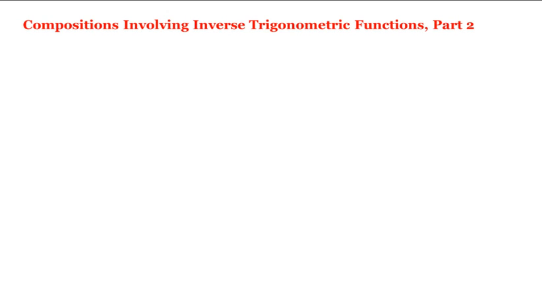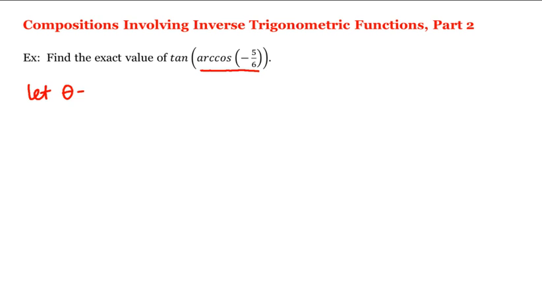Let's look at compositions involving inverse trig functions. For example, let's find the exact value of tangent of arc cosine of negative 5/6. Now this here is an angle, so let's call it theta. In other words, let's let theta equal arc cosine of negative 5/6. And therefore, if this is theta, then we're looking for tangent of theta.